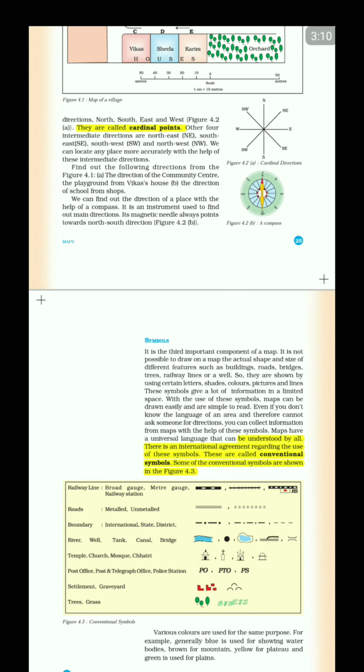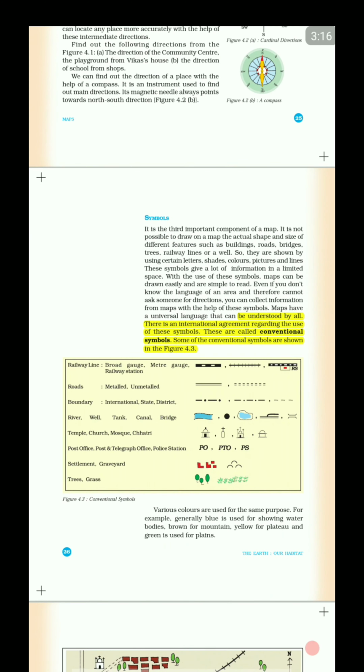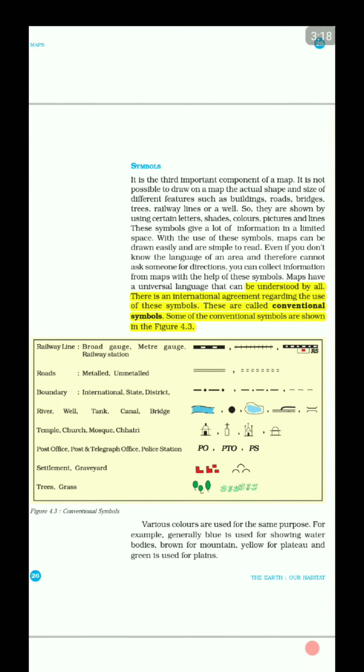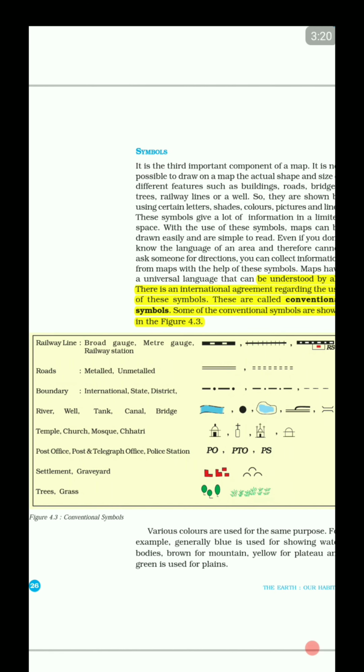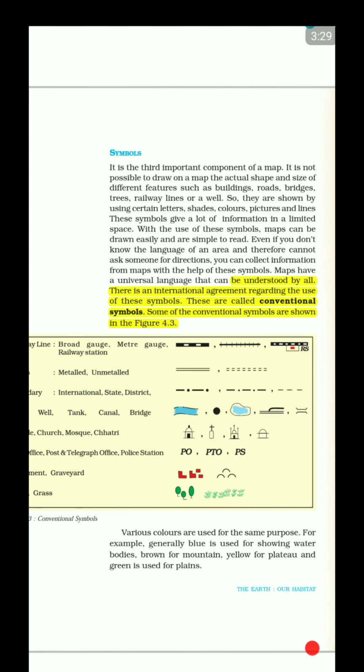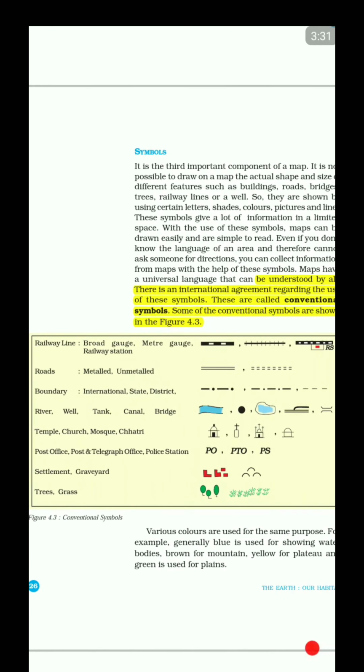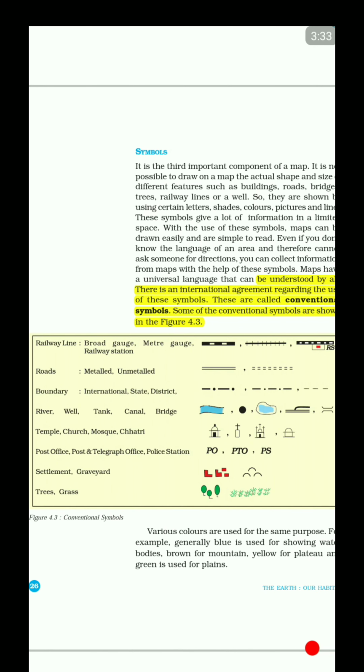Next are the symbols. The internationally accepted symbols we also call conventional symbols. Railways are like these, the metalled road is like continuous two parallel lines, the unmetalled road is these dotted parallel lines. Rivers, wells, tanks, canals, bridges are all shown here. Temple is this, church is this, mosque is this, and chhatri is this, right?